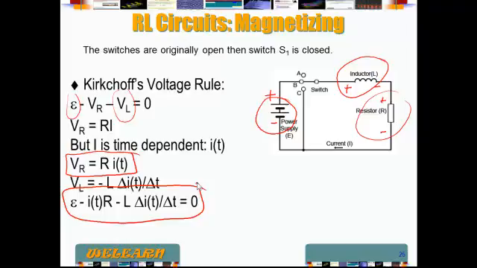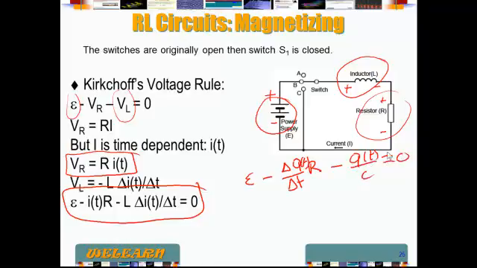Notice that this is a very similar expression to the expression that we had for the capacitor. If you remember, for the capacitor, we had E minus IR, and I, we wrote it as delta Q over delta T times R, and then minus Q of T over C is equal to zero.